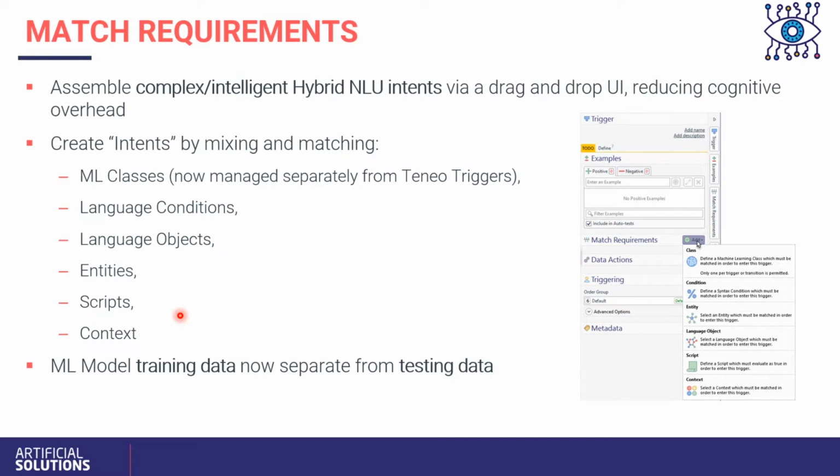Apart from, let's say, the natural language understanding that you have on the triggers, you now also have match requirements that are not simply or only based on the natural language understanding. So as you can see here in this overview, we also now have the option to add, for instance, a little piece of script in a script field on your match requirement, or even a scripted context. All of those are now considered match requirements.